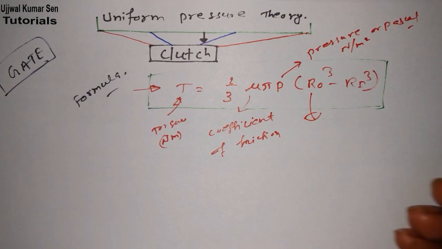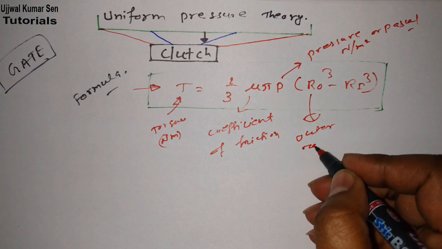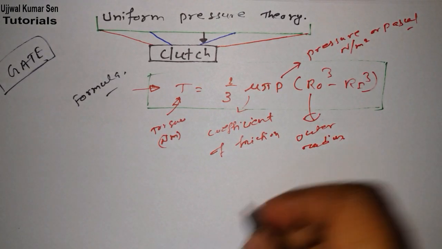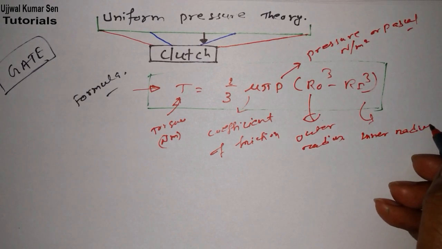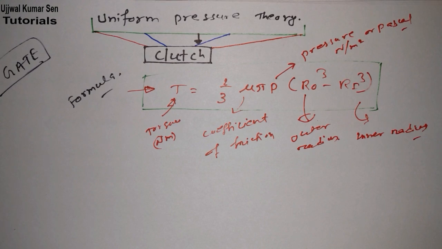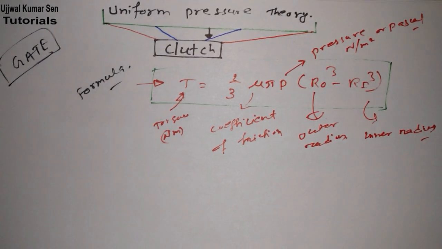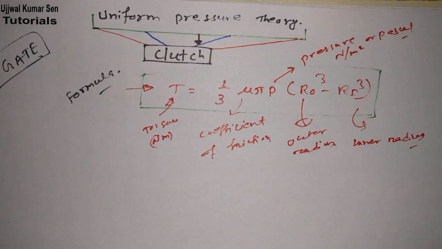Here is the interesting thing. R naught is the outer radius and Ri is the inner radius of the clutch. If you're talking about a clutch, it can also be given as bore radius. And in the question we are going to solve in this tutorial, it has given outer radius and inner radius. That's why I have shared with you outer radius and inner radius.